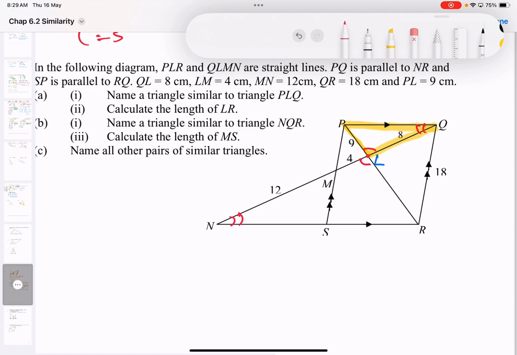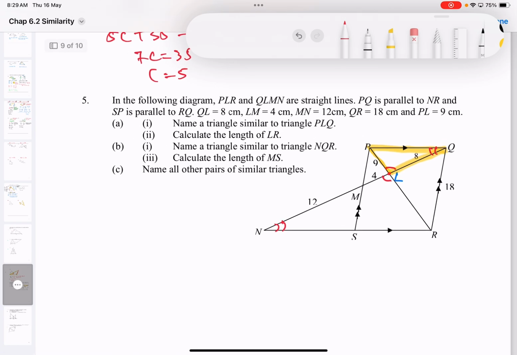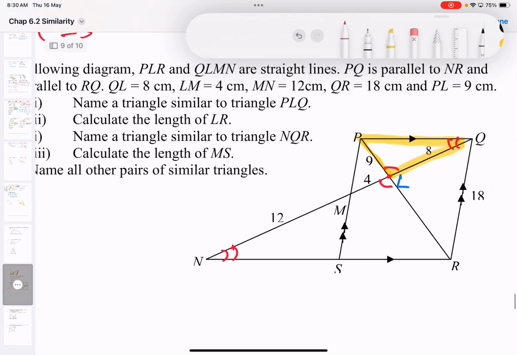Alright, so how should I label the... remember I say that in triangle this and this, we want to prove that they are similar. So I'm going to start. Alright, so I'm going to say in triangle PLQ.